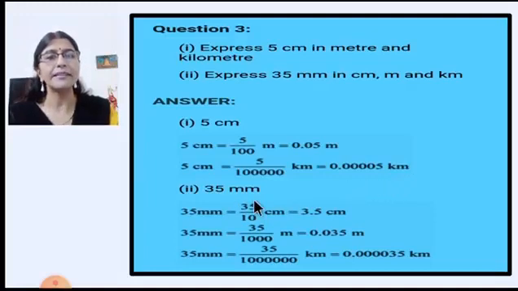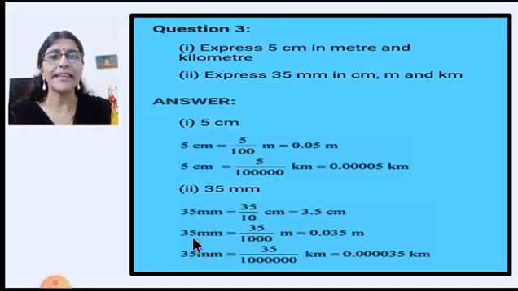35 millimeter. Millimeter, as you know, 10 millimeter is 1 centimeter. So here you can see 35 is divided by 10. Now again the same method, we'll see the number of 0s after 1. Only 1 zero is there. So the point will be shifted from here to the left by 1 place. So here it will come in between 3 and 5. So you can see the answer is 3.5 centimeter.